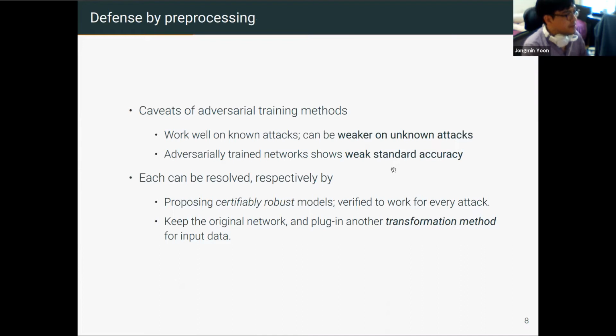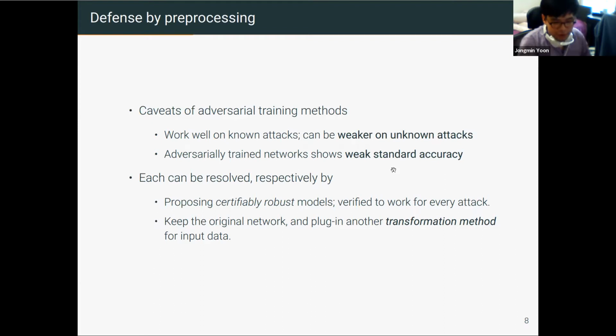So first, the caveat of the adversary training method is that this works well on known attacks when the attack algorithm AX is given. But if the AX is not given, this can be weak on unknown attacks. For example, even though some models perform well against L infinity noise, when sparse noise, in other names L0 noise, is given, this does not work on L0 noise or something like this. And the second one is that the adversary training network shows weak standard accuracy, as we showed in the previous slide.